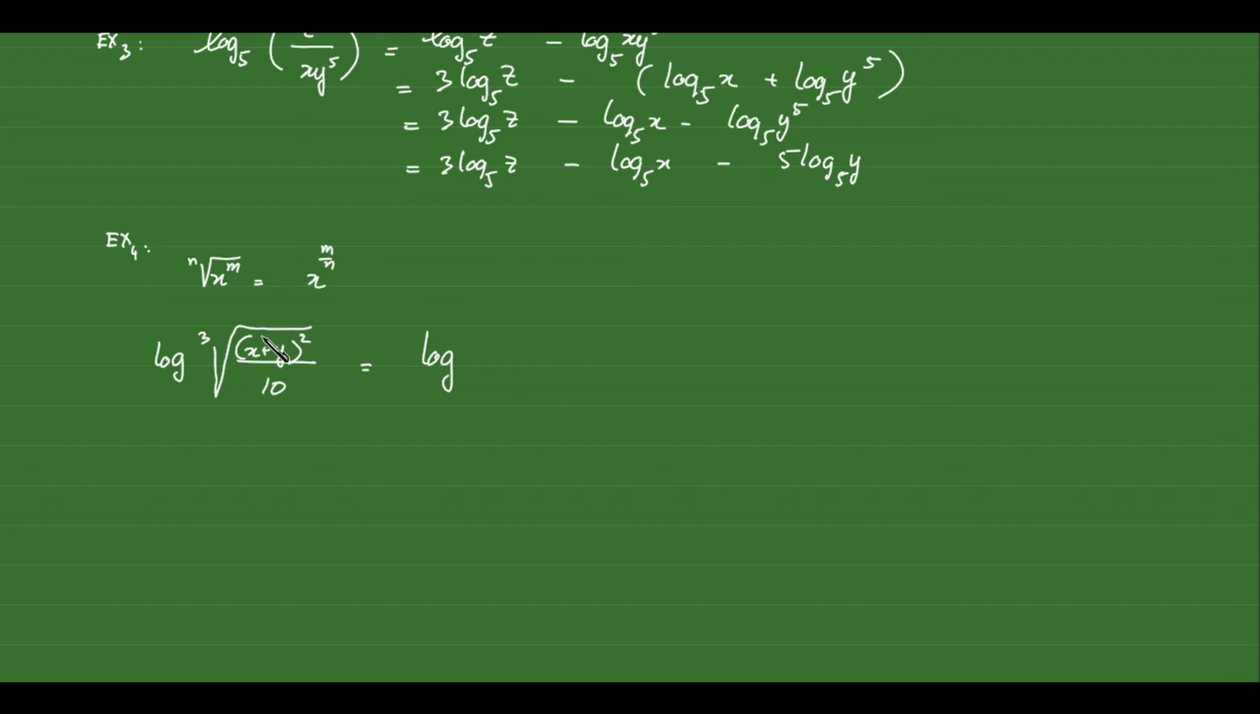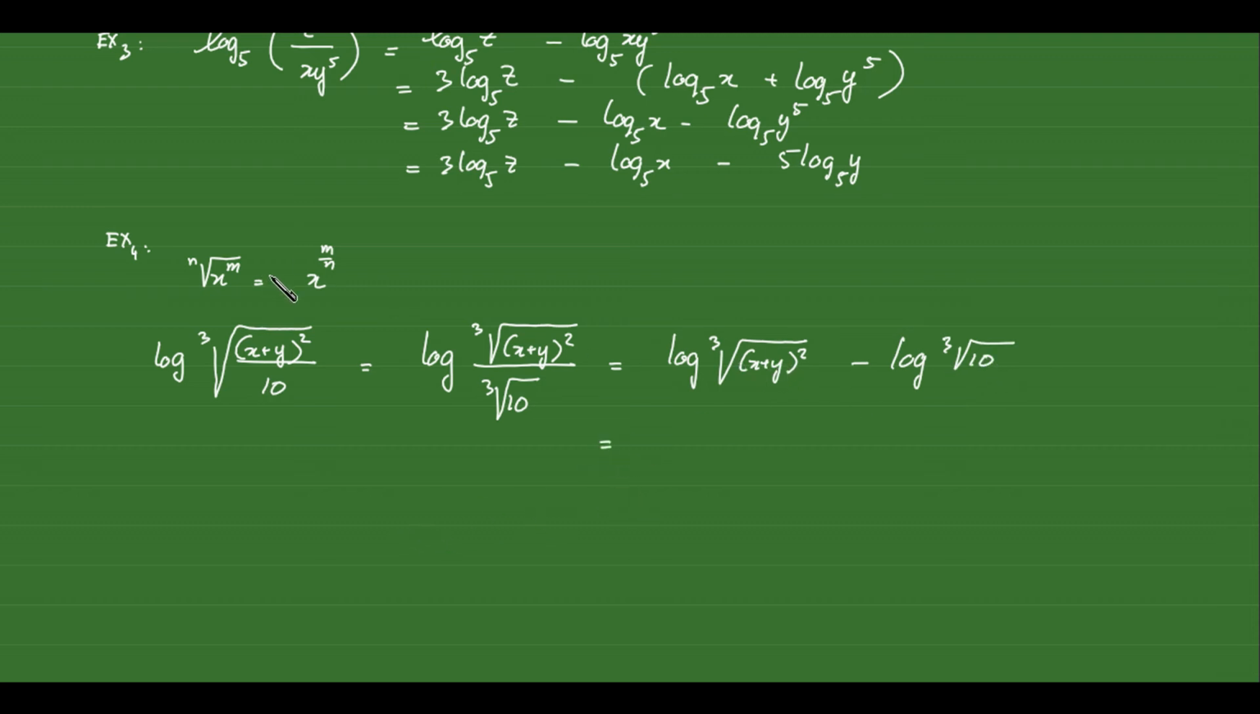Because it's the cube root of the fraction, we'll give you the cube root of the numerator and the cube root of the denominator. And now we can apply the log of the quotient, which gives you the difference of two logs. So we get the log of (x plus y) squared minus the log of the cube root of 10.